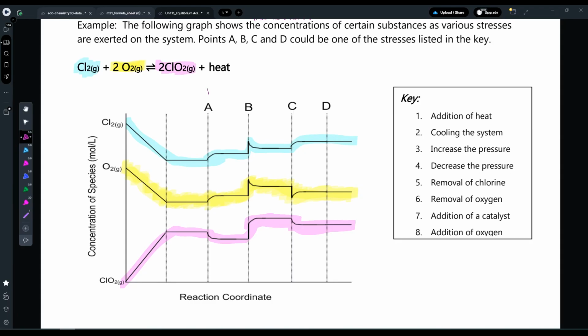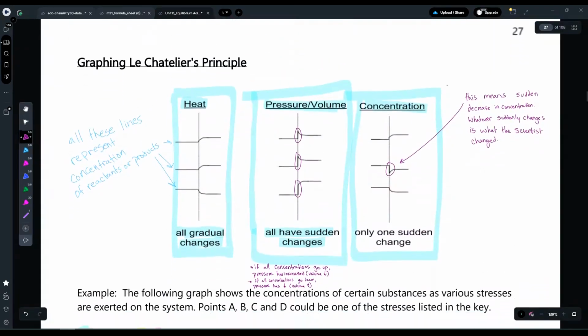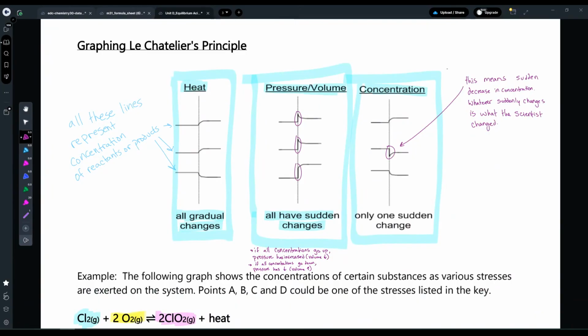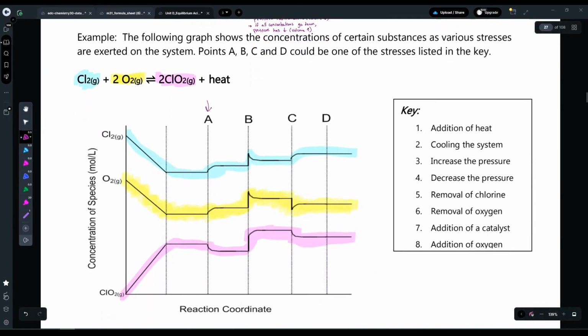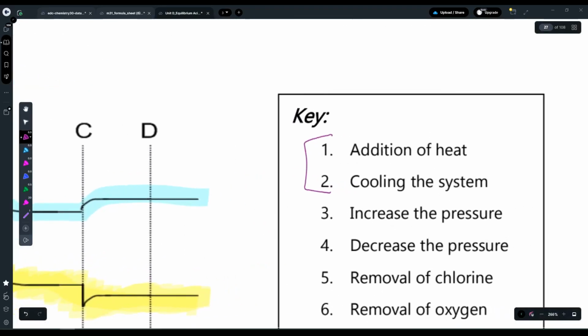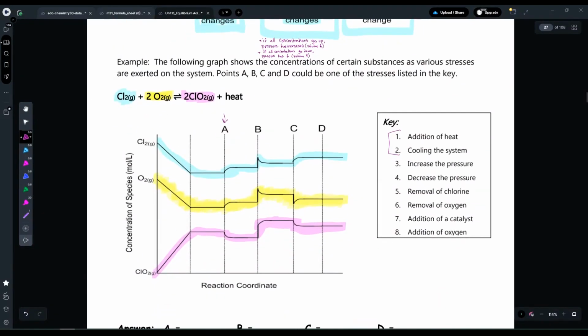Okay, so let's look at point A. So I'm looking at all of the shifts that occur. They all look gradual. So what that means is all of these gradual changes indicate that the stress applied is going to be heat. Okay, so that means I'm going to focus in on options 1 or 2. We're either adding heat or cooling the system down.